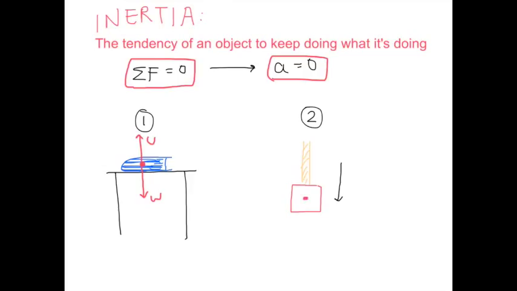In this case, we have a block that is being lowered downwards on a rope. The block's weight is going down in that direction, but at the same time, the force of the rope, we'll call that R, is pulling the block upwards. Having these forces balanced allows the block to continue at a constant velocity.